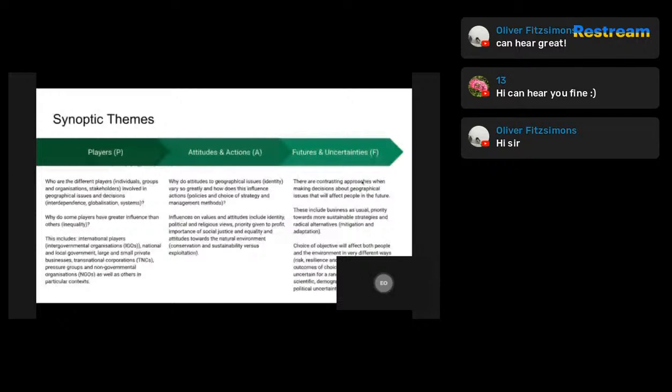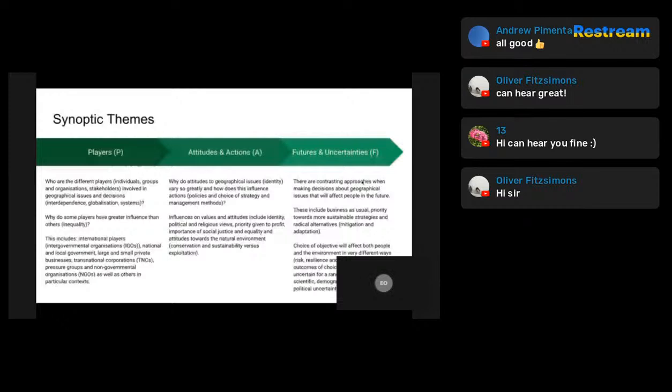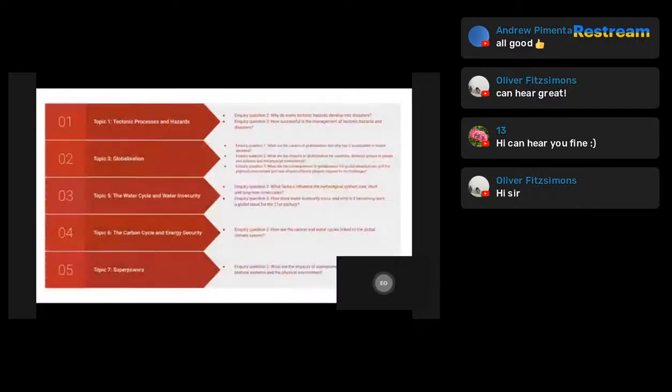Good stuff. Perfect. So let's crack on and find out what we can do to understand how to approach this exam in the best way possible. So we've covered the players' attitudes and actions, as well as the future uncertainties. We've talked about the different topics, and we've looked at in detail the different topics. So if you've not watched part A, which we did a couple of hours ago, make sure that you go and watch that, because it will cover a lot of the skills that you need to know, as well as what content you need to learn.